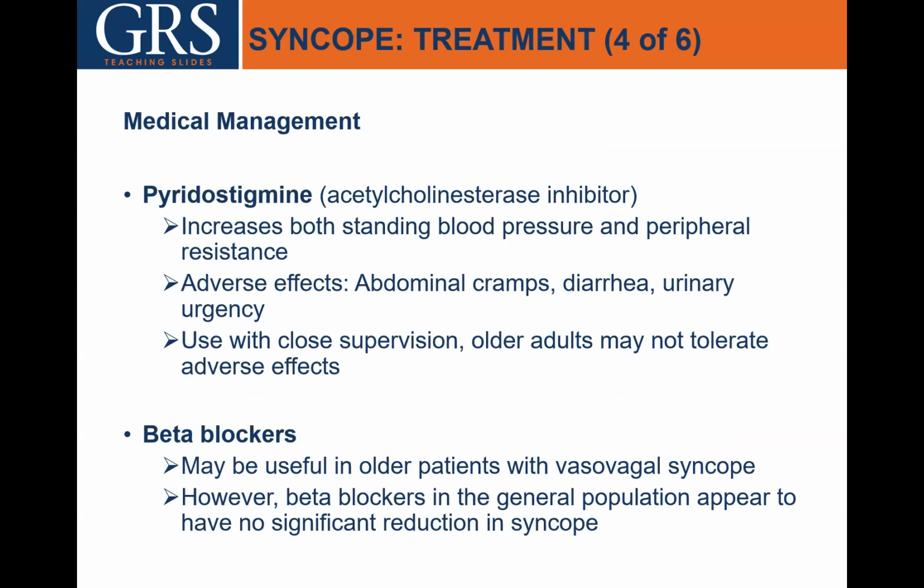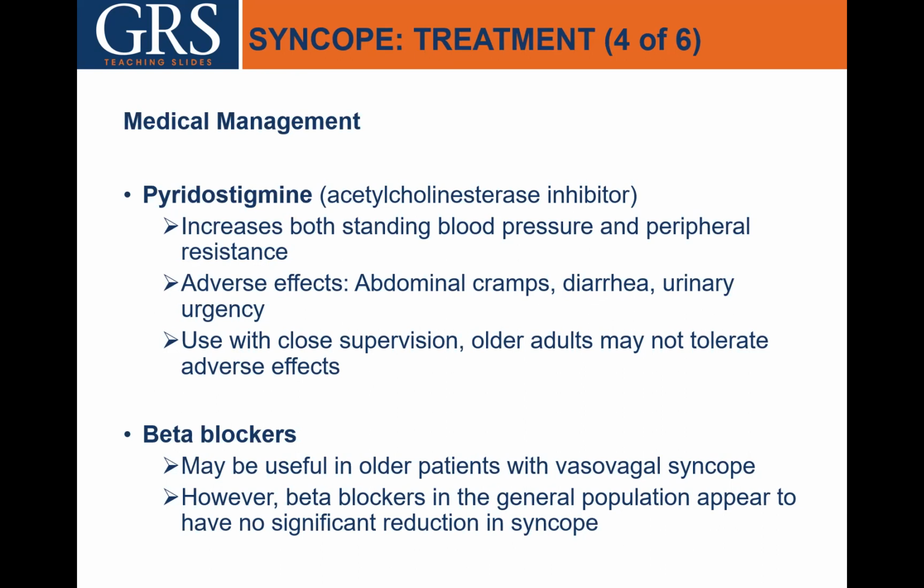For medical management, pyridostigmine, this one is an acetylcholinesterase inhibitor, which can increase both standing blood pressure and the peripheral resistance. The adverse effects include abdominal cramps, diarrhea, urinary urgency. Use with caution, close supervision. Older adults may not tolerate adverse effects.